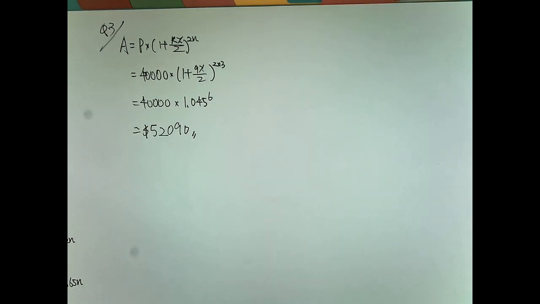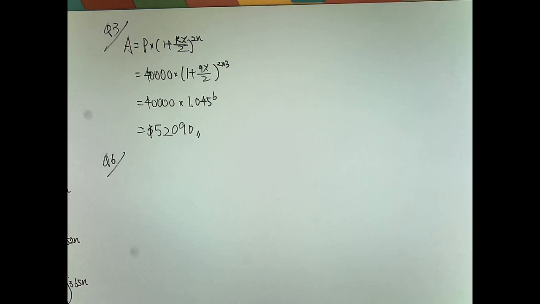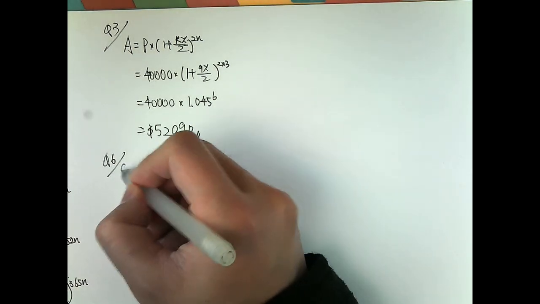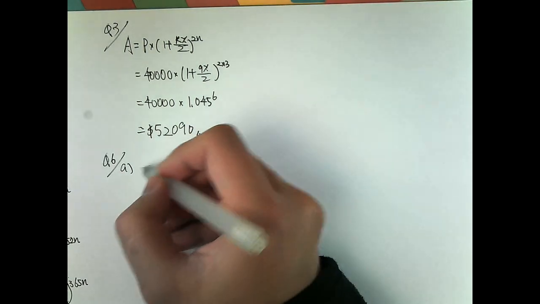So this is question 3. Let's move on to question 6. Ricky deposits 55,000. This is the P, put a P there. And then 6% per annum for 2 years. This is the N. So find the amount received if the interest is compounded this way. We do A, B, C, meaning that you have to find the amount A, understand?